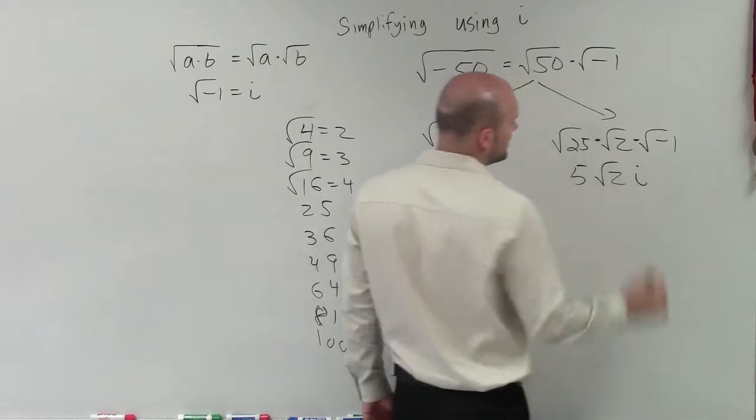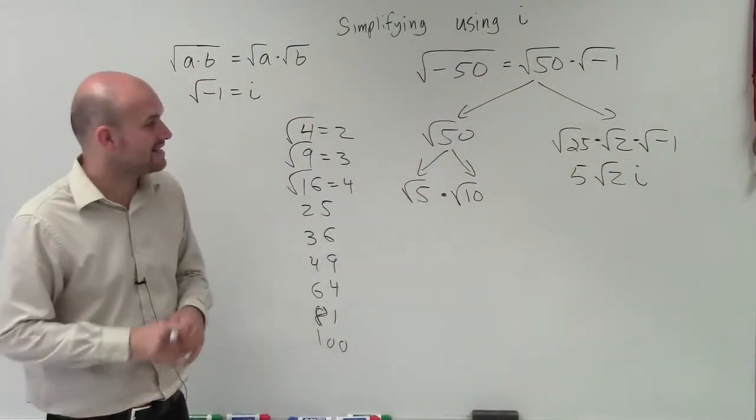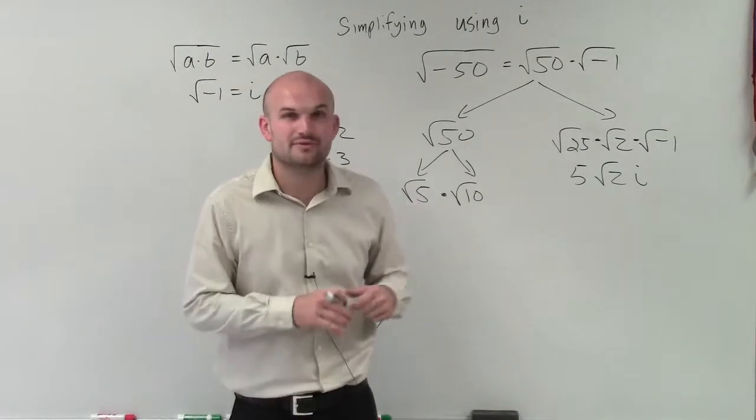And then the square root of -1 is our imaginary unit. And that's going to be our final answer, 5 times square root of 2, i.